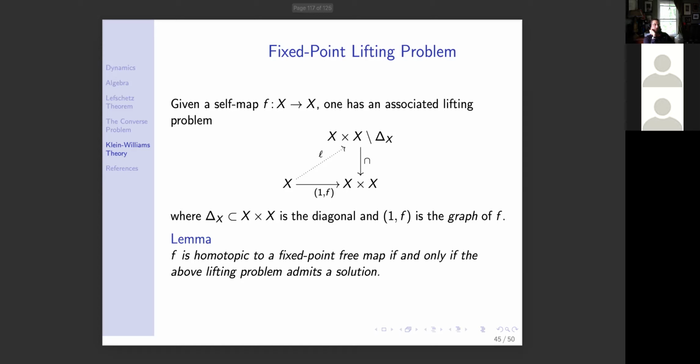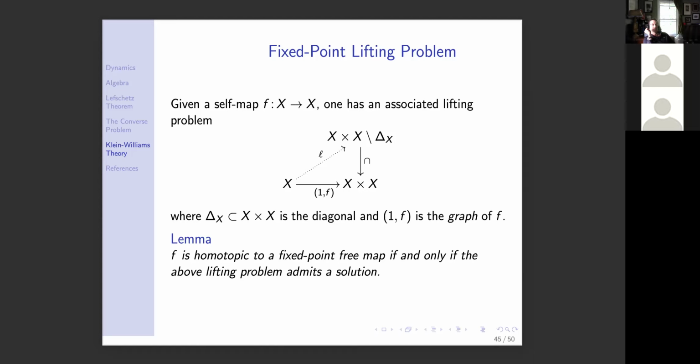Here's a lemma, which I think we were the first ones to really single out. It's absolutely trivial though. F is homotopic to a fixed point free map if and only if the above lifting problem admits a solution. So if we want to find a fixed point free map in the homotopy class of F, it's enough to solve the lifting problem. It's completely equivalent. So that's what we're going to concentrate on, solving the lifting problem.